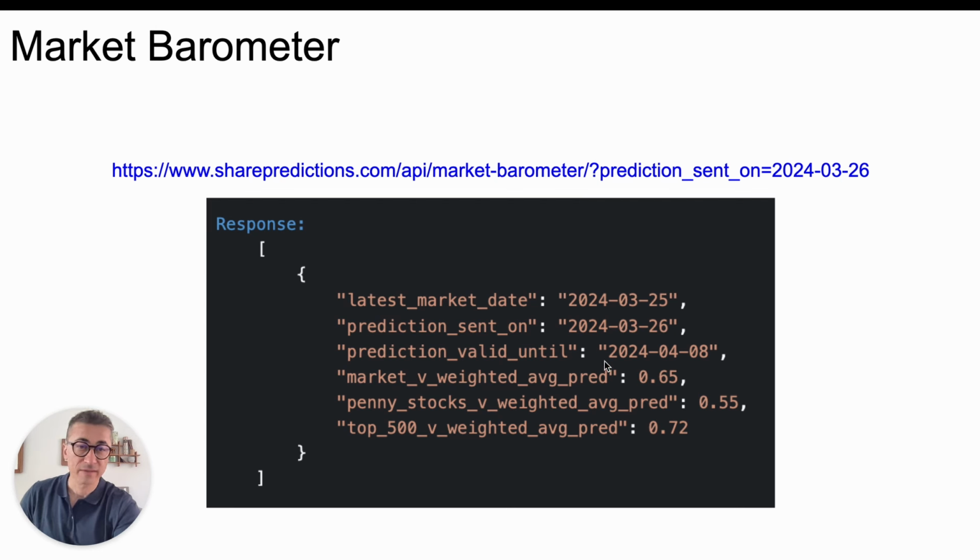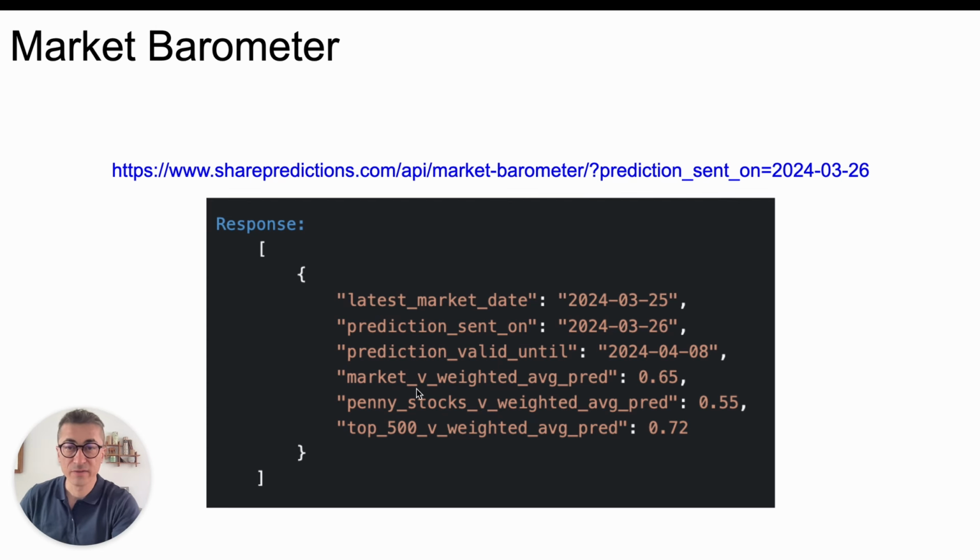And prediction valid until means 2024 04/08. This means that the prediction is sent out on this date, and this prediction is made for the time period up until the given date here with prediction valid until. And it is going to give us an idea about the market direction itself from the date when we sent out the prediction until the prediction valid until date.